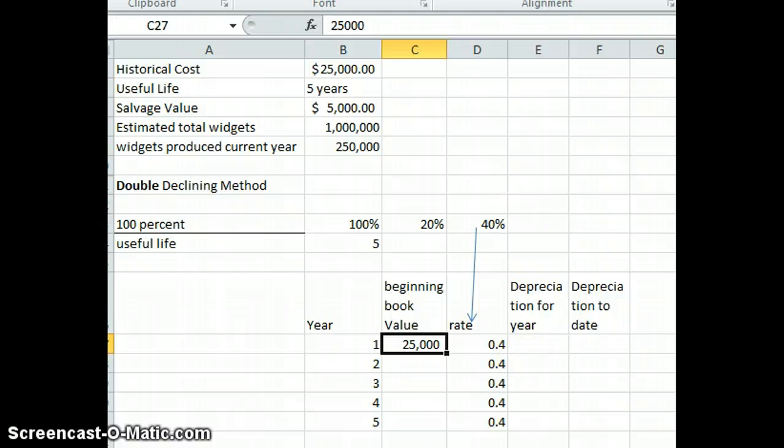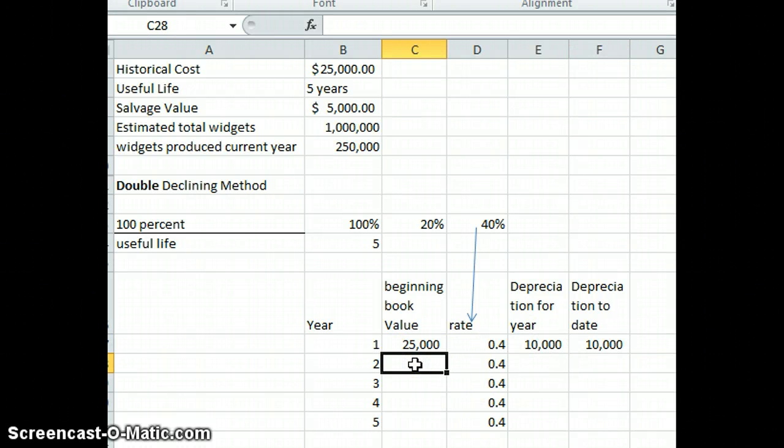And we have our rate of 40%, and we need to calculate depreciation for the year. So we're going to say 40% times our beginning book value of 25,000, and we're going to get $10,000 for the year. Now, our depreciation to date is just going to be the same $10,000 because it's the first year we're depreciating it. In future years, that'll change.